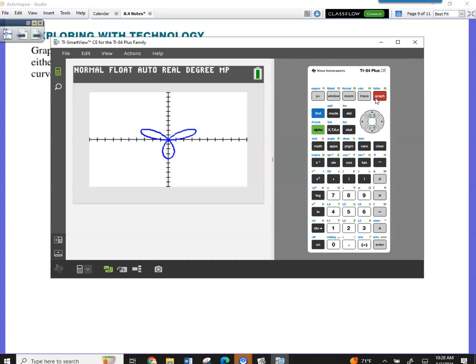Zoom 6 is only if there's no window requirements. Okay, now how do I change it? Window, the button at the top.